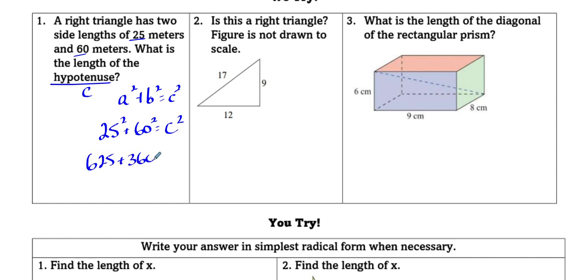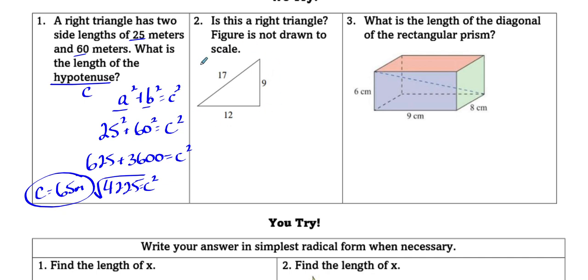60 squared is 3,600. Those two added together is 4,225. That equals c squared. We really want to figure out what c equals, so we're going to do the square root of that side, and that equals 65 meters. So that's the most straightforward example, where you're given the two short sides, you add those squares together, and you take the square root of that. That tells you c.